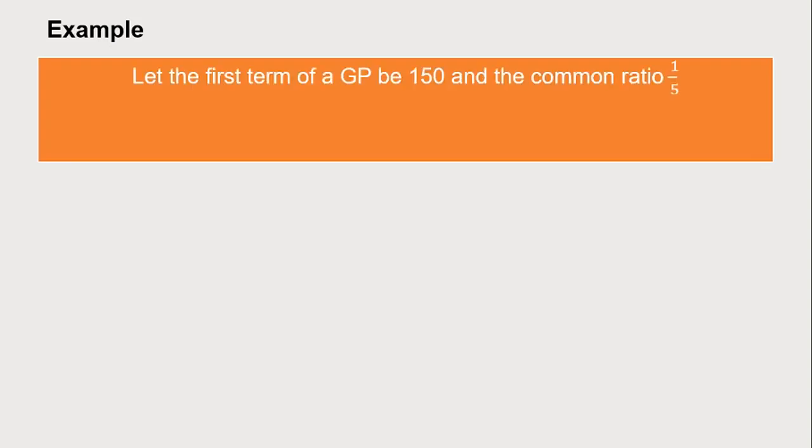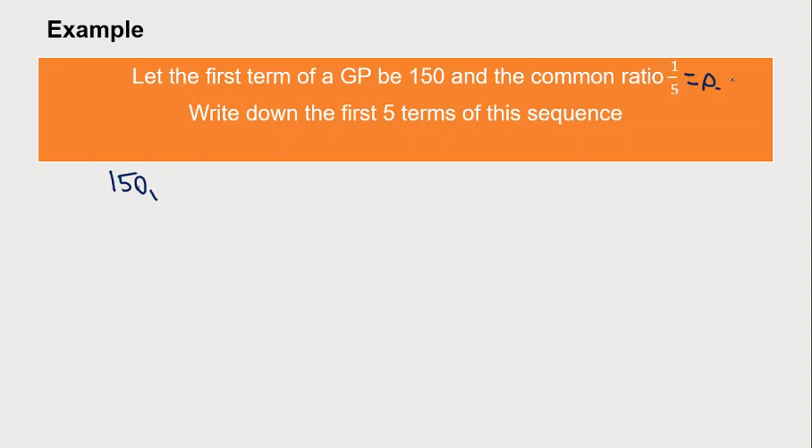Let's have a look at an example of a geometric progression and a type of question that could come up. Let the first term of a GP be 150 and the common ratio be 1/5. Write down the first 5 terms of this sequence. So I know my sequence starts with 150 and then it progresses in a way that I always multiply the previous term with 0.2, which is the decimal version of 1/5.